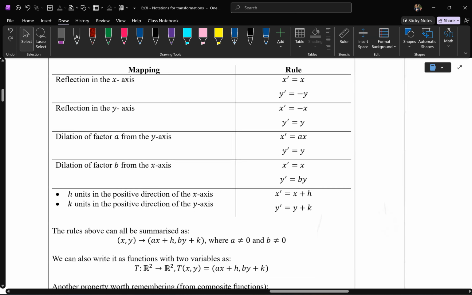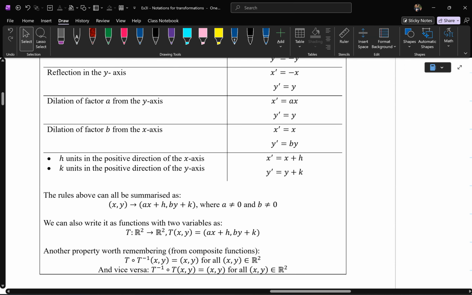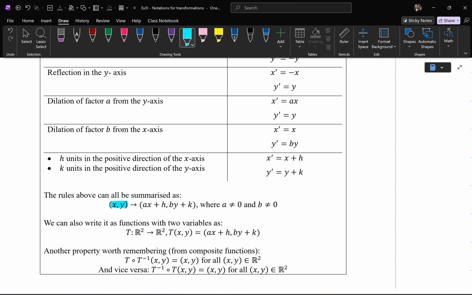Great. So what we can say is the rules can be summarized above as every x, y coordinate. So every x, y coordinate, you've got an x coordinate and you've got a y coordinate. You can do a transformation of a dilation, reflection, and then translation. So here I'm going to say dilate or reflect. So dilate or reflect is what you multiply to x. And this is translation.